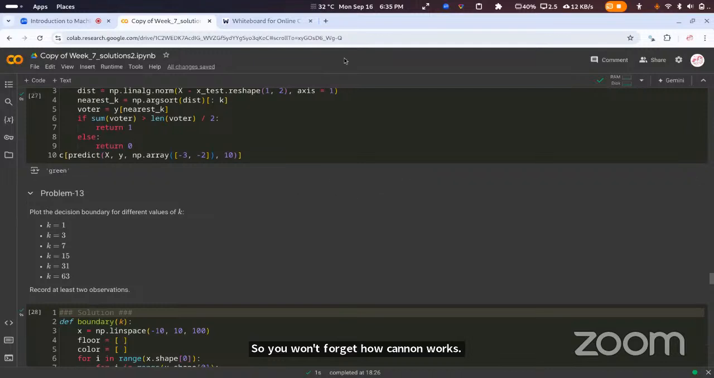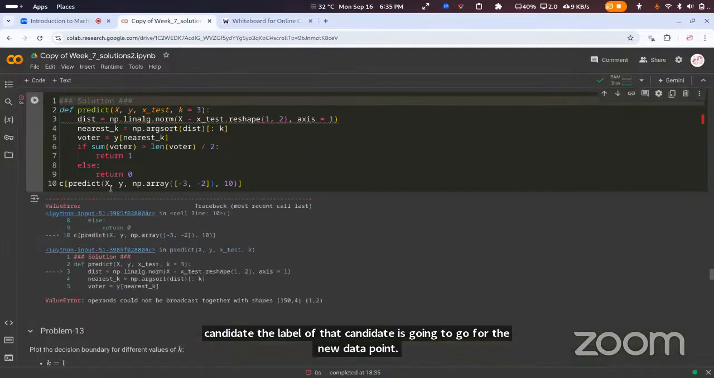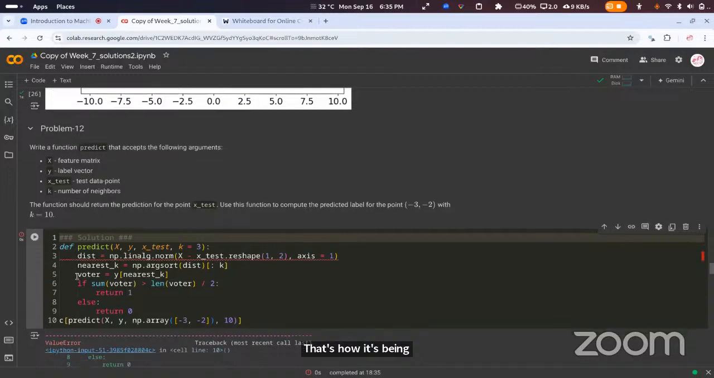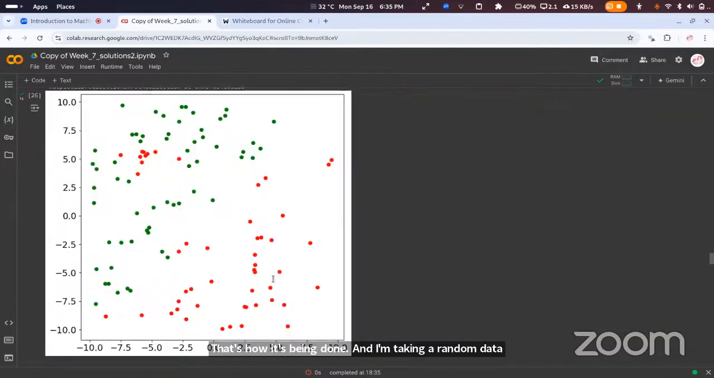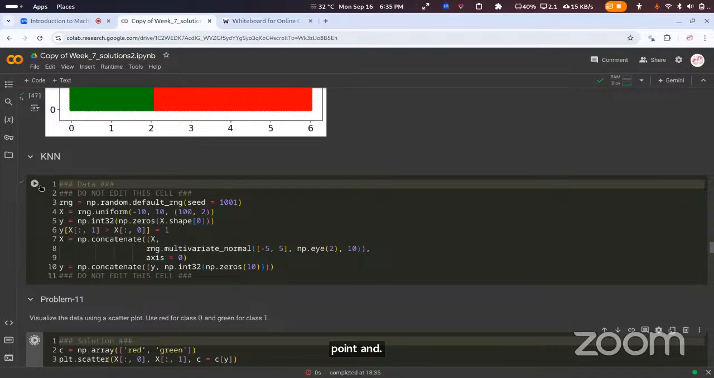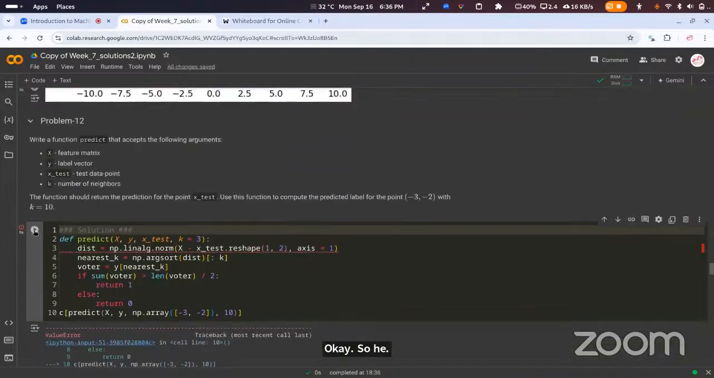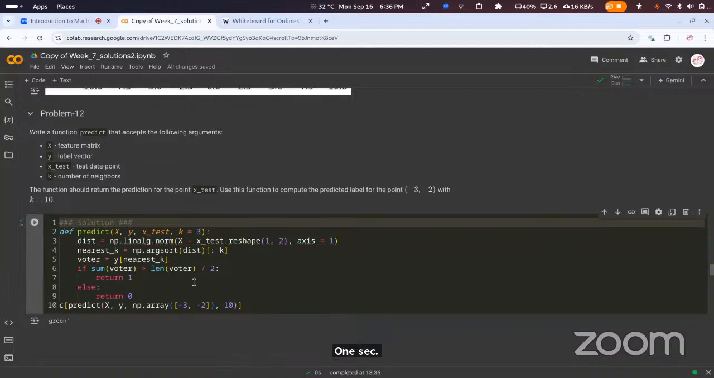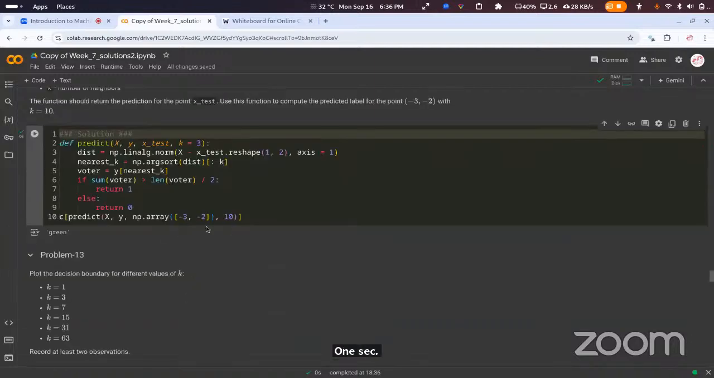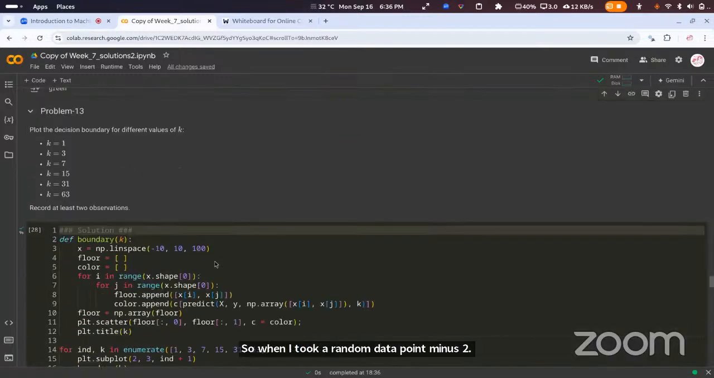Whichever candidate gets the maximum number of votes, the label of that candidate is going to go to the new data point. That's how it's being done. And I'm taking a random data point. Okay, so one second. So when I took a random data point minus 3 comma 2, the prediction for the random data point is green based on the KNN.